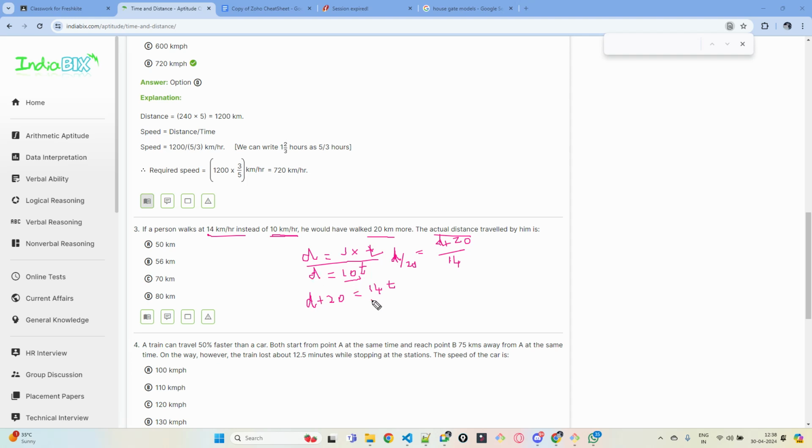If they travel at 40 kilometers per hour, what is the actual distance they cover? D plus 20. That is also covered in t time. What is t here? d by 10, from here t. What is t here? d plus 20 by 14. This 14 multiply comes here.